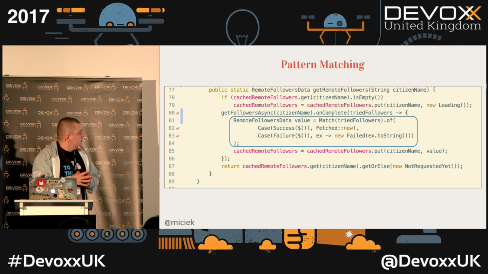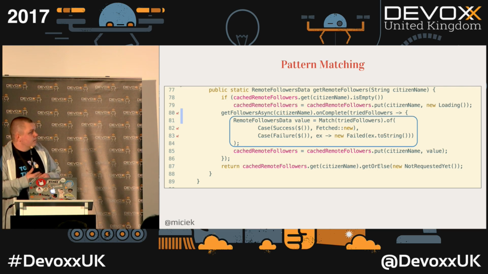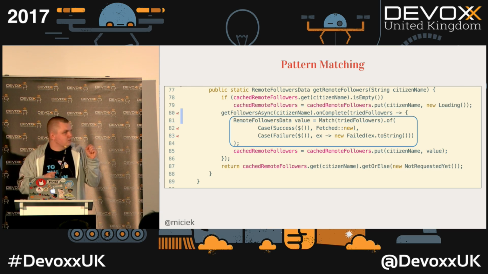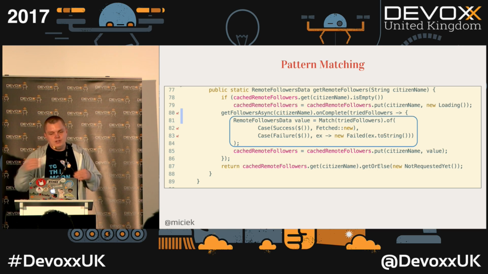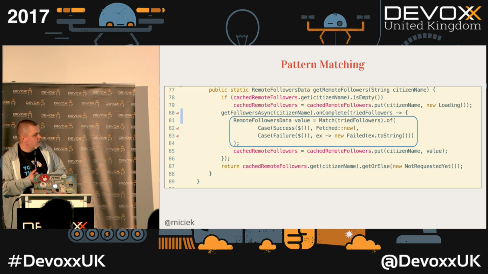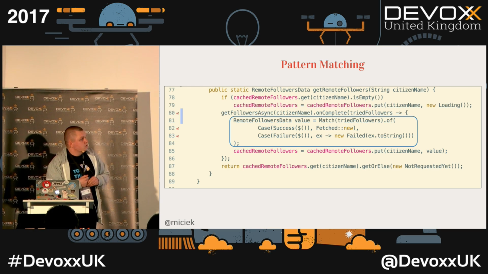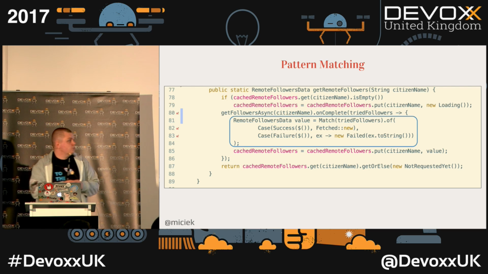So in this case, in lines 81 to 84, you can see that we are matching over the triedFollowers, which is of type Try. And whenever it's a success, we just with this $, extract the value from Success and call the new function on Fetched with that. So we are creating a new Fetched with the integer followers. And whenever the case is Failure, we are also extracting the value with the $, and pass it to the constructor of Failed. So the whole expression, the whole statement, is a value of RemoteFollowersData. We can return just that.